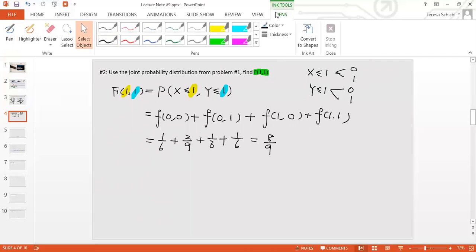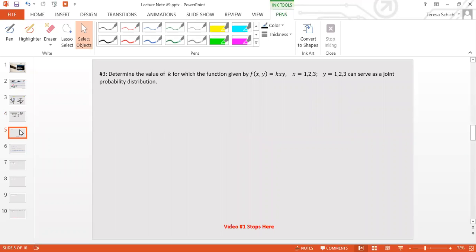So let's take a look at our next problem here. When we finish this problem, we're going to stop here, because in the next video we're going to talk about how to find the joint PDF for the two random variables and also how to find the joint CDF for the two continuous random variables. Okay, let's take a look.